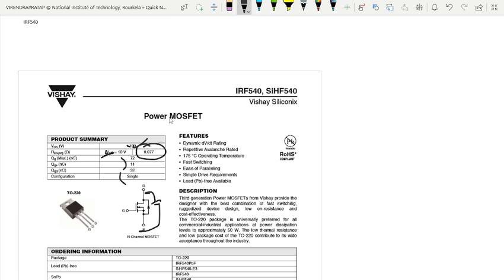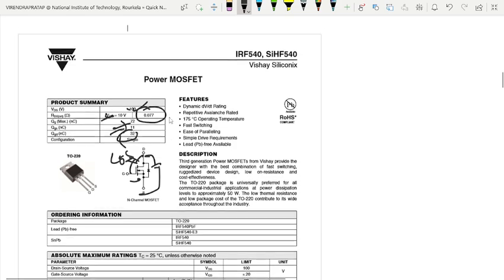There is gate charge given, gate-to-source charge given, and gate-to-drain charge given. Basically, this capacitor is more compared to this one. We can easily see. Look here.